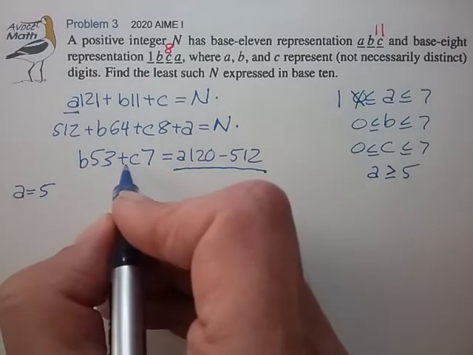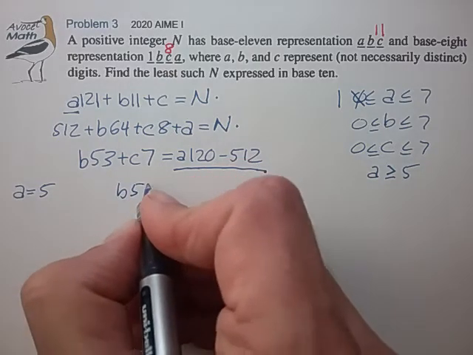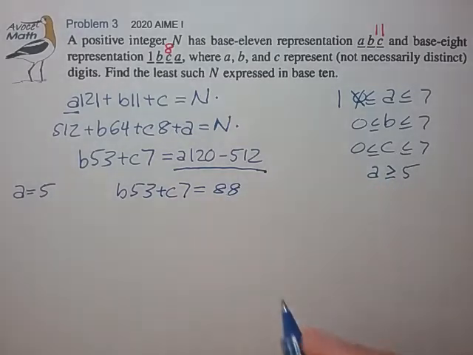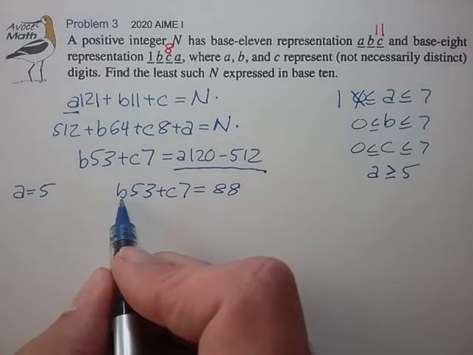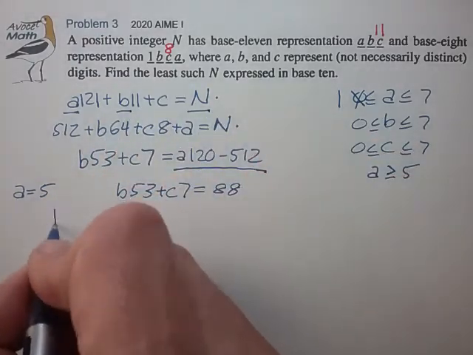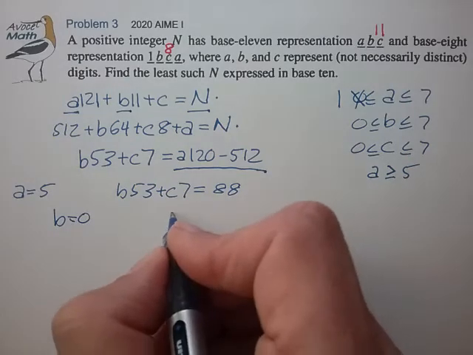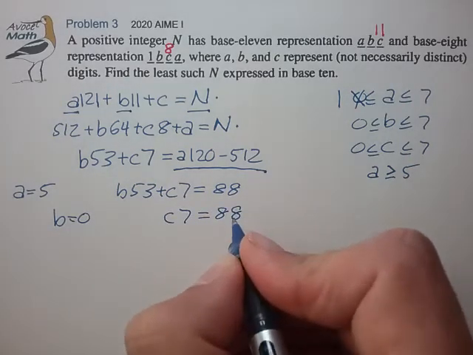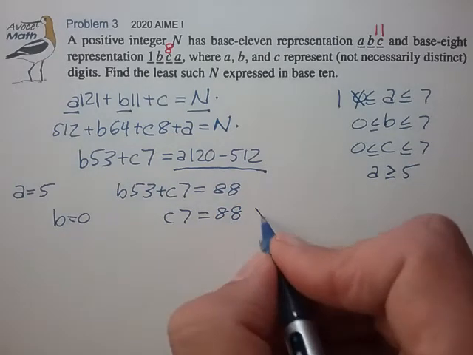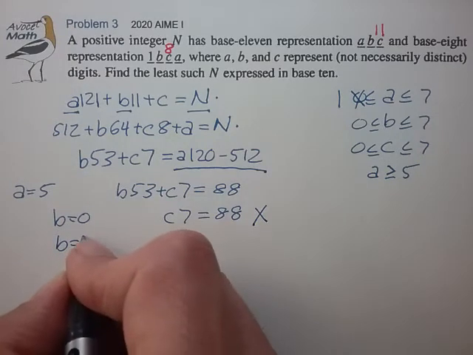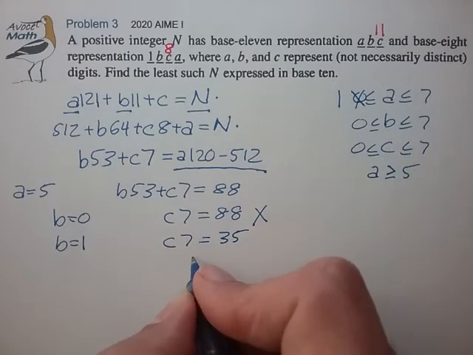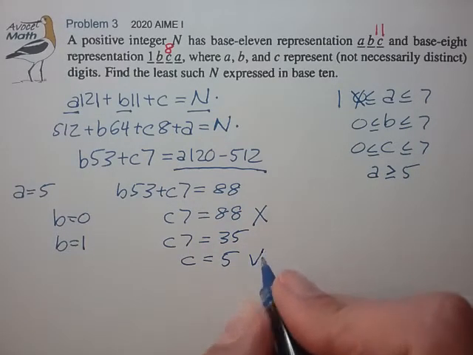So plugging an A of 5 into this equation, we get 53B minus 7C equals 88. Here again, let's begin our search with the minimum value of B to minimize n. So let's try B equals 0. 7C is equal to 88, but 88 doesn't divide evenly by 7, so that's not a valid solution. Let's try B equal 1. We have 7C is 35, C is equal to 5, so that is a valid solution.